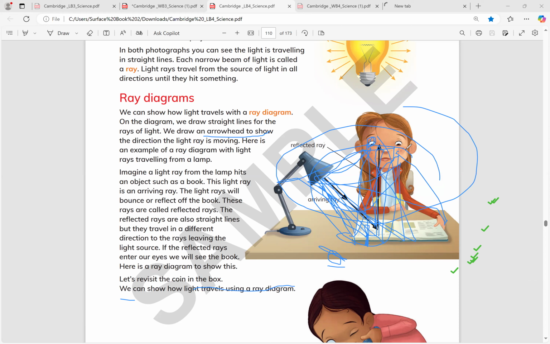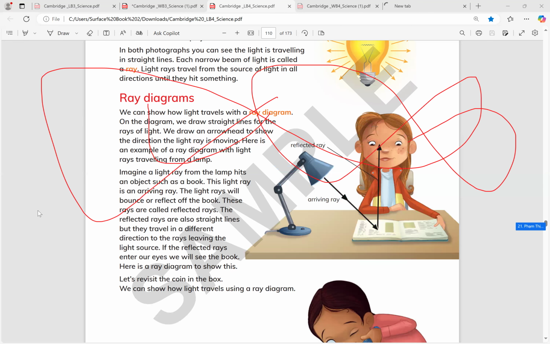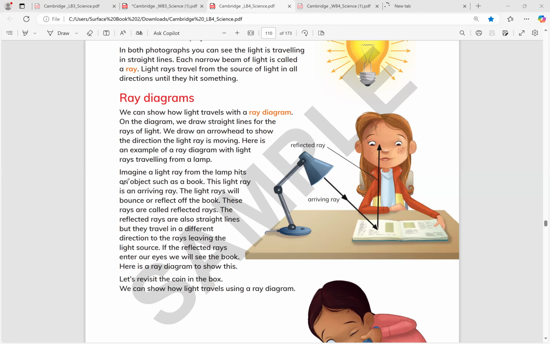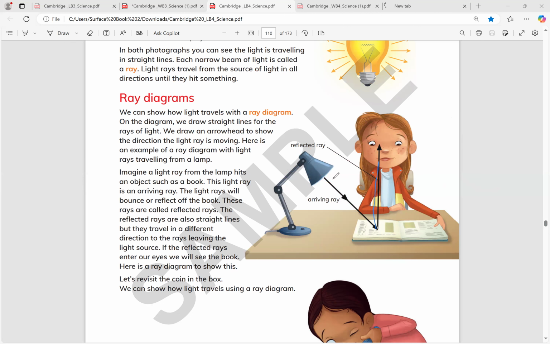Yeah, good job, y'all who understood what this is. This is kind of hard to understand. All right, so imagine a light ray from the lamp hits an object such as a book. This light ray is another ray. Now, these light rays bounce or reflect off the book. These are known as reflected rays. Reflected rays are rays that bounce off the book.